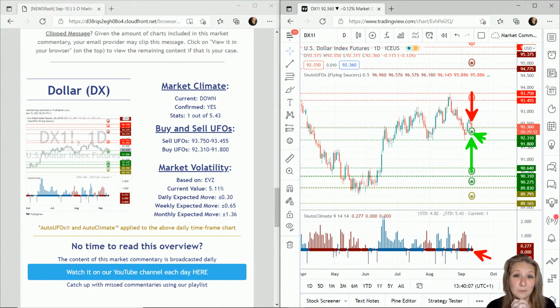Whoever has the most orders will win. If there are more buyers than sellers, price will go up. If there are more sellers than buyers, price will go down. That's the only reason price can actually move. So at the moment, we don't know which side has the greater amount of buyers or sellers.